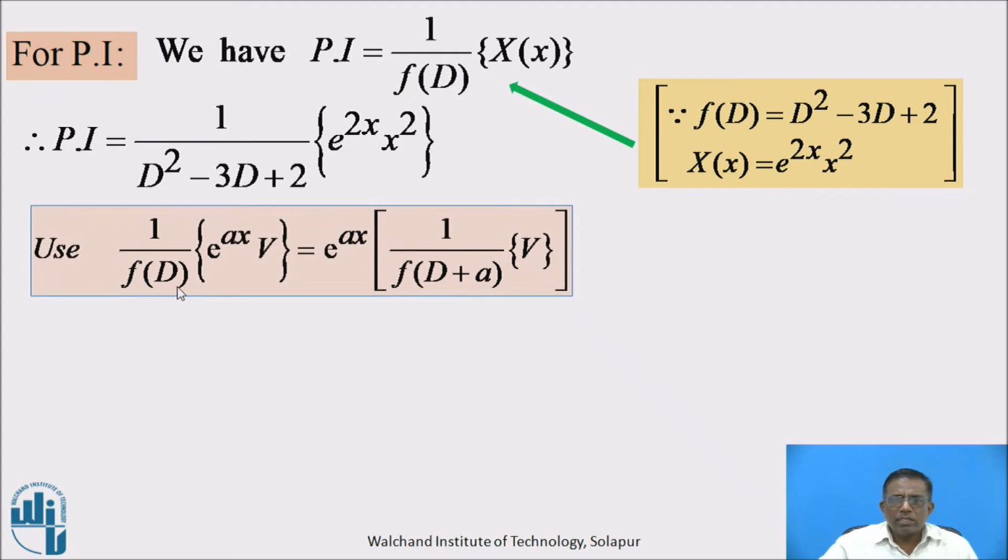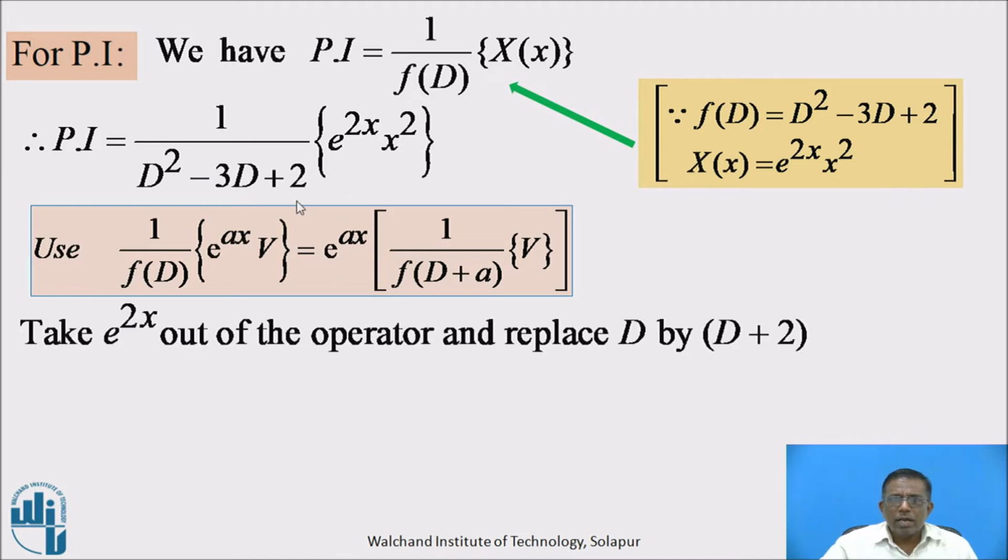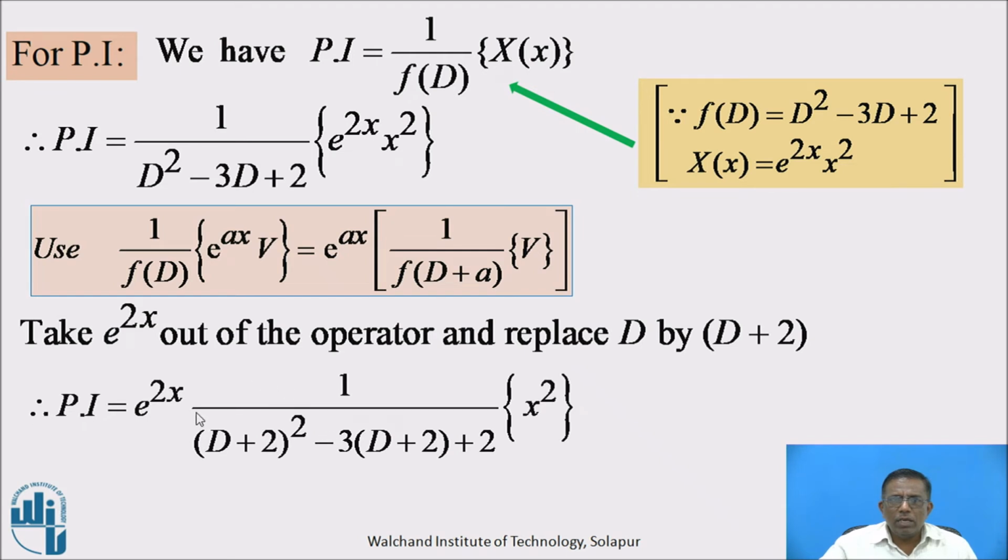Now using the case 1 upon f of D operated on e raised to ax into v equal to e raised to ax into bracket 1 upon f of D plus a operated on v. Here we take e to the power 2x outside and put every D equal to D plus 2 because a is 2. So that PI equal to e raised to 2x into 1 upon (D plus 2) bracket square minus 3 into (D plus 2) plus 2 operated on x square, because v is x square.